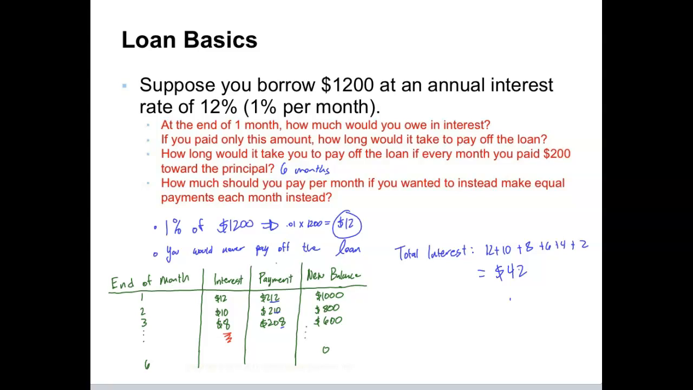All right. So if you wanted to pay them off equally, knowing that we're going to be paying $1,242 in total, if I divide that by 6, I get $207.